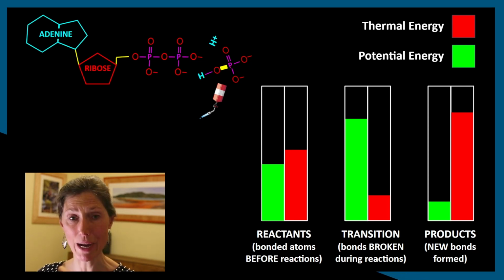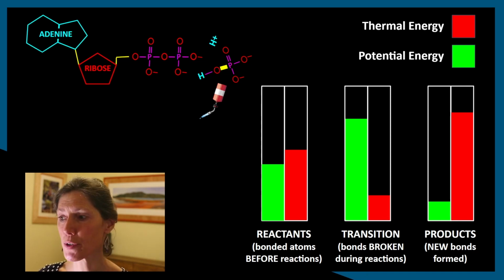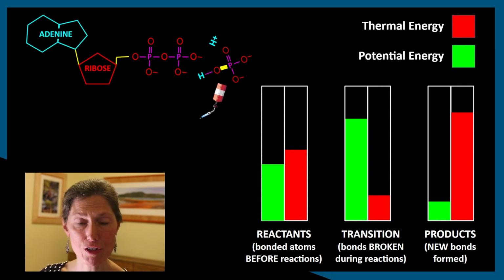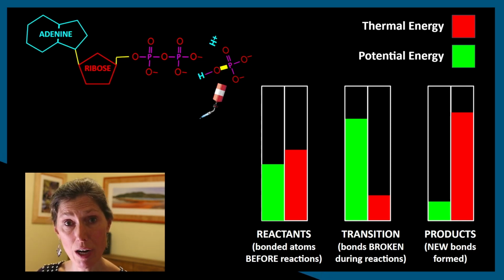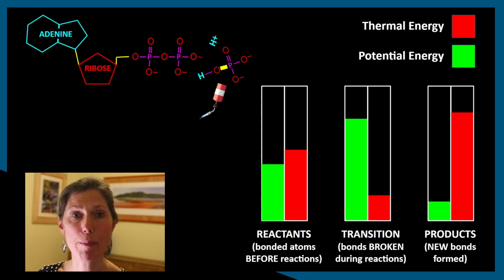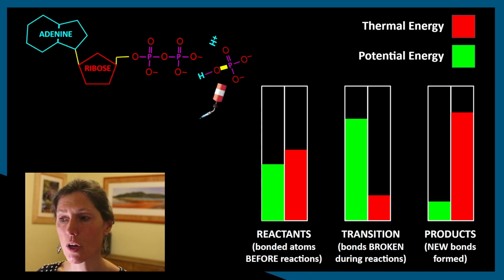That is indicated by a much lower potential energy bar. You see that drop in the green bar. And because new bonds are formed, you're seeing a high increase in the thermal energy bar because of these new bonds that are stronger forming, therefore this concomitant energy release.